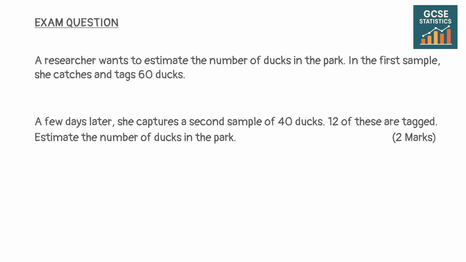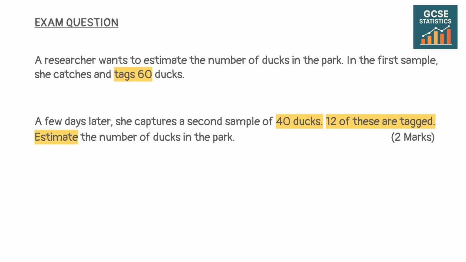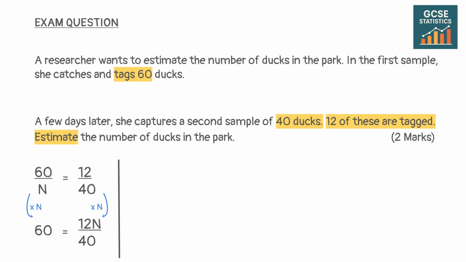So again, I'll highlight the key pieces of information which will plug into our equation. Since her first sample was size 60, we can say uppercase M is 60. This will be over what we are trying to find, the population, or N. This will equal the number tagged, which is either 12 or the lowercase m, and this will be over 40. If we multiply by N to eliminate it, we get 60 equals 12N over 40.